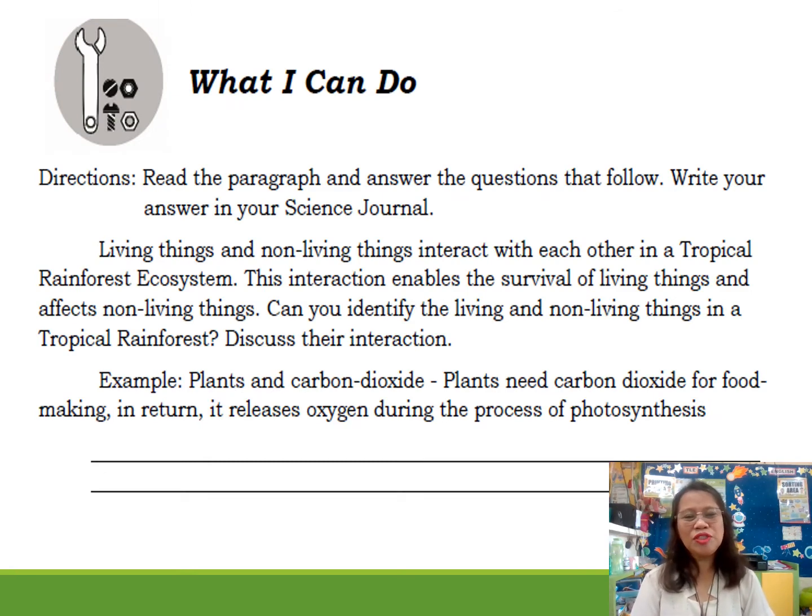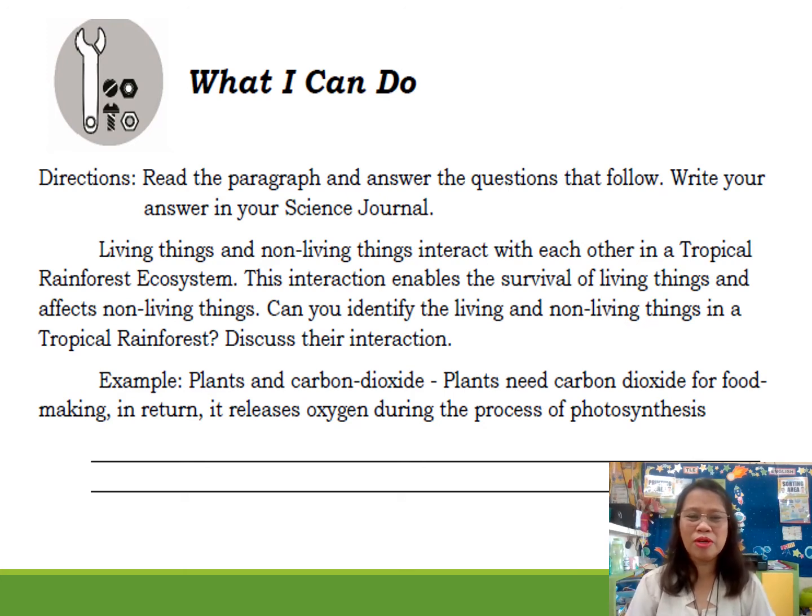Okay, for what I can do, read the paragraph and answer the questions that follow. Living things and non-living things interact with each other in a tropical rainforest ecosystem. This interaction enables the survival of living things and affects non-living things. Can you identify? For example, plants and carbon dioxide.